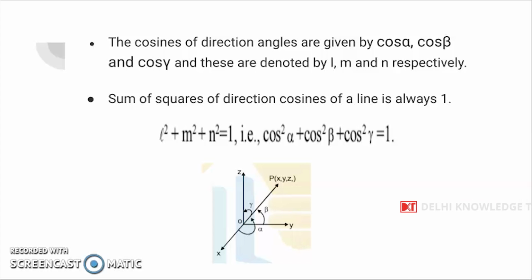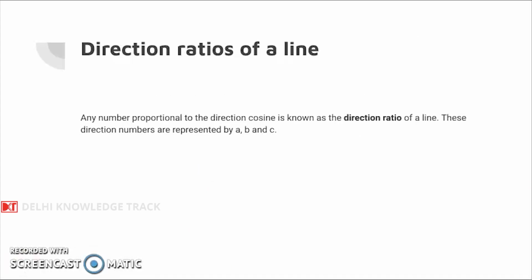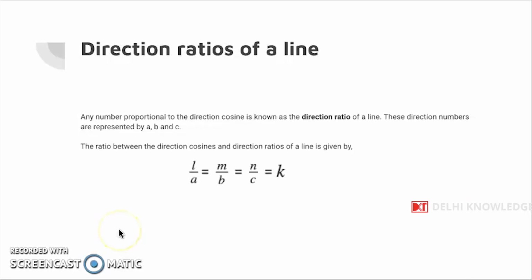Second point is really important. Most of the questions will get solved by this trick. The sum of squares of direction cosines of a line is always 1. That is, L square plus M square plus N square is equal to 1. Hence, cos square alpha plus cos square beta plus cos square gamma is also 1. Next topic is direction ratios of a line. Any number proportional to the direction cosines is known as direction ratio of a line. These direction numbers are represented by a, b and c. The ratio between direction cosine and direction ratio of a line is constant.